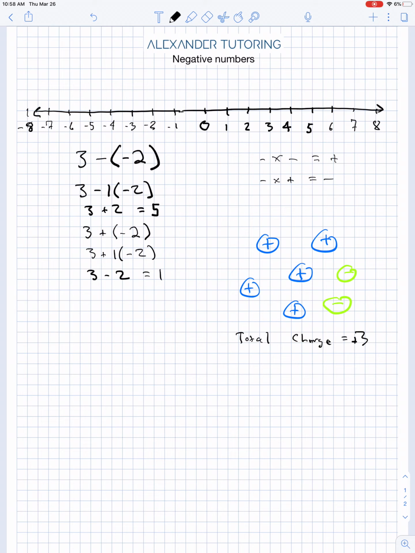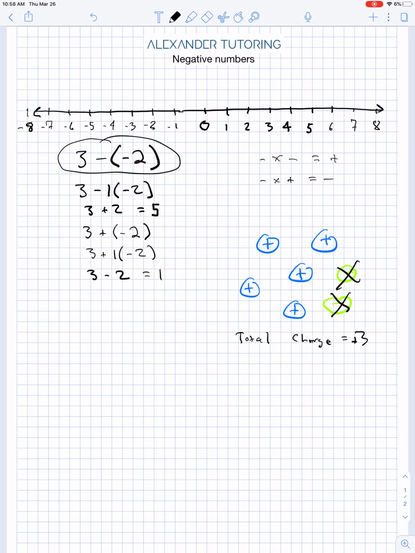Okay, so let's go back to our original problem, 3 minus minus 2. The way I want you to think of that is we're subtracting or removing 2 of the electrons, the negatively charged particles. So if we start with a total charge of 3, and we remove 2 of the negative guys, boom, they're taken away.